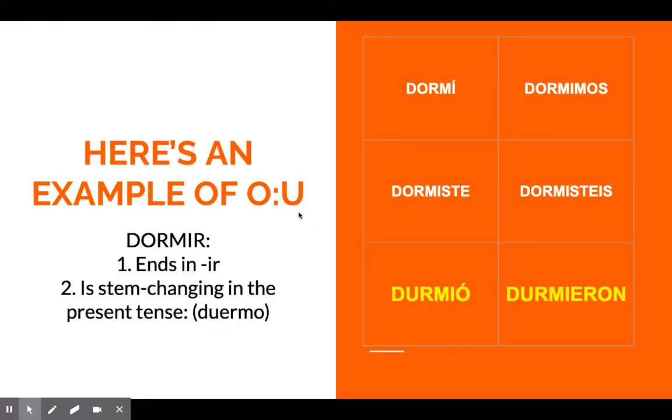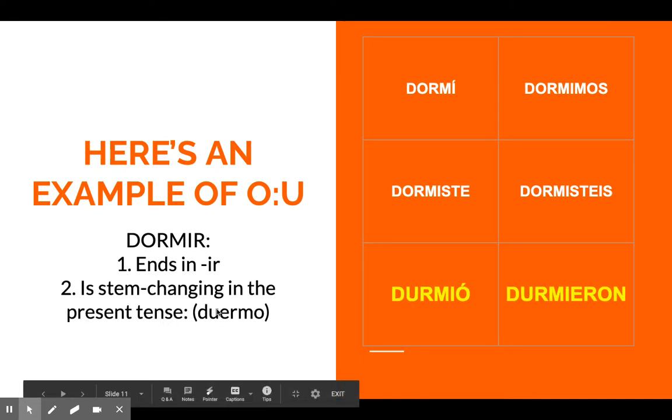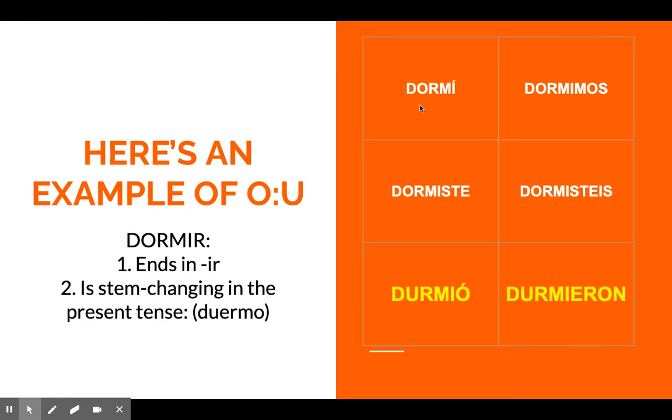So here's an example of an O to U. Dormir has an O in it. Does it end in -IR? Yes. Is it stem changing in the present tense? Also yes, duermo. Therefore, when you conjugate in the preterite tense, you're left with dormí, dormiste, durmió. It changes from O to U. Dormimos, dormisteis, durmieron. So these guys are the only ones that are irregular. The rest of the verb is regular.